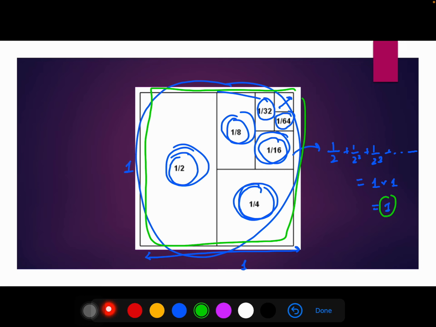Now you see, this proof is one you will never forget in your life because you have seen it. But if you try to remember formulas, sometimes we forget them. So it's always good if we can see what we are doing.